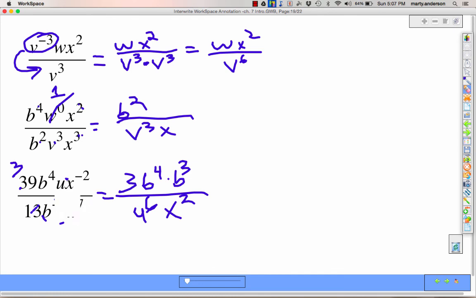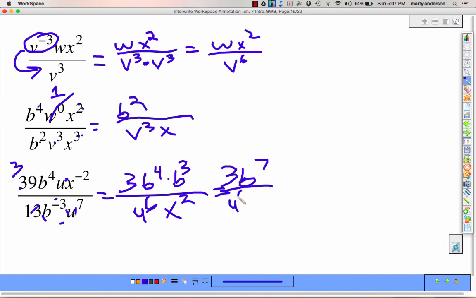So let's go back to where we started. I got the 3 from the 39 over 13. I'm going to have b to the 7th on top, and I've got u to the 6th and x squared. 3 goes up to join those. U over u to the 7th simplifies itself down to the 6th, and the x to the negative 2 goes down.